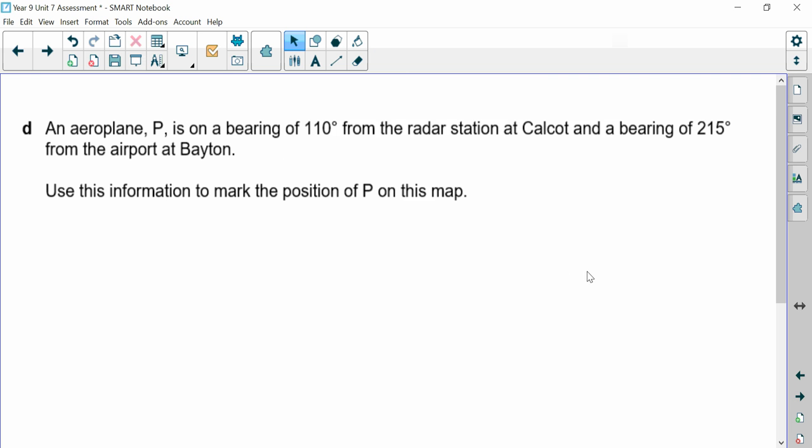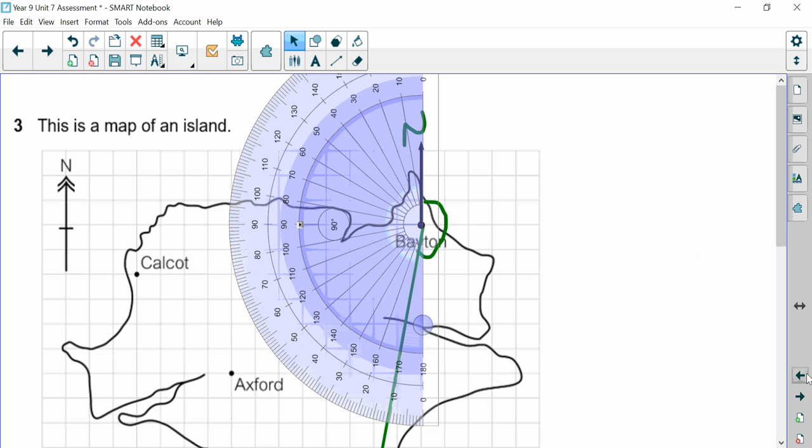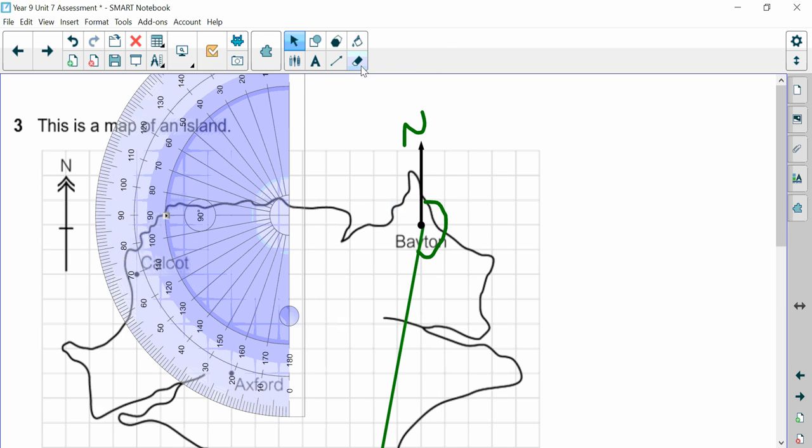And then the last one, an aeroplane is traveling on a bearing of 110 degrees from the radar station at Calcott. Well, let's note that down. 110 degrees from Calcott. So let's go to Calcott. Let's get rid of these bits first of all.